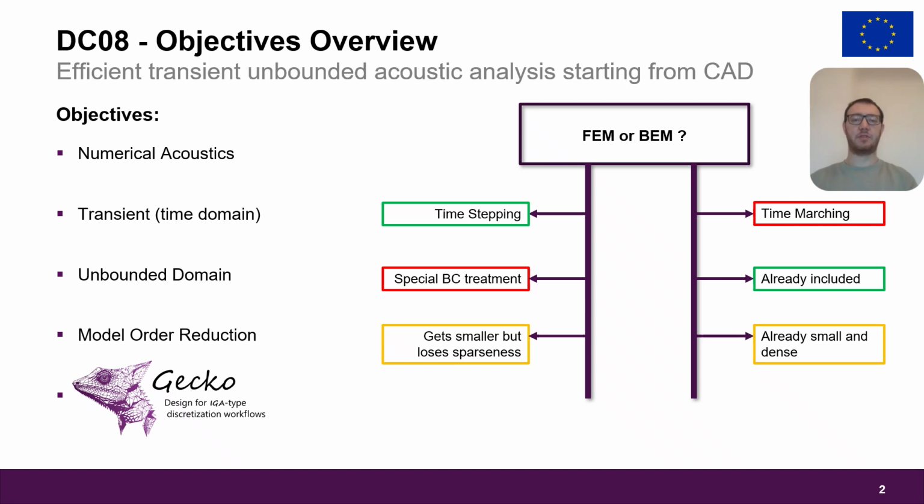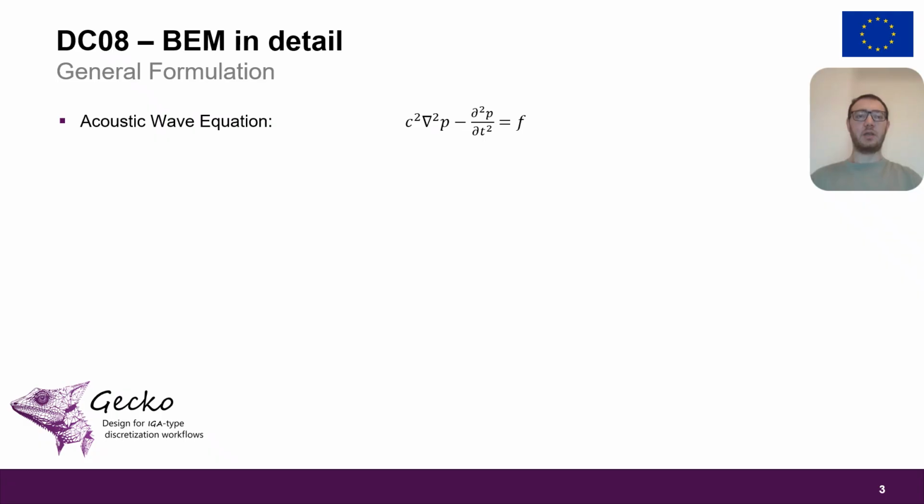For the IGA type discretization workflows, finite element generally requires an immersed type method, since obtaining a volumetric mesh in IGA is a bit problematic, while boundary element is already IGA ready, but it has its own problems. We have focused more on the boundary element side, and now I will talk about the general formulation of it.